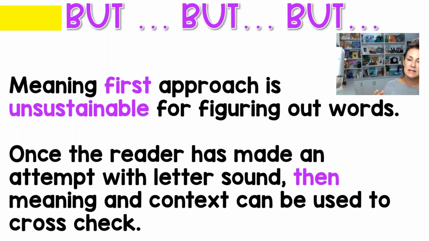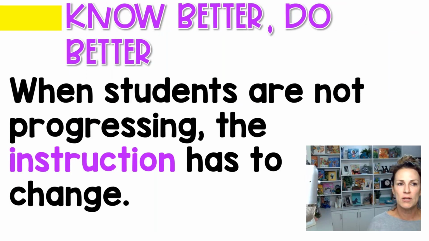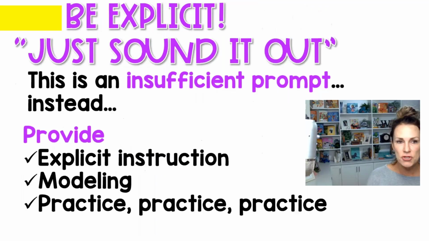Once the reader has made an attempt with the letters and sounds, then meaning and context can be used to cross-check, but meaning first is not what we want to use. When students aren't progressing, the instruction has to change. Some of these prompts that we've used in the past, like just sounding it out, are really insufficient. Instead, we need to be super explicit, we need to model it, and we have to give them lots of opportunities to practice.